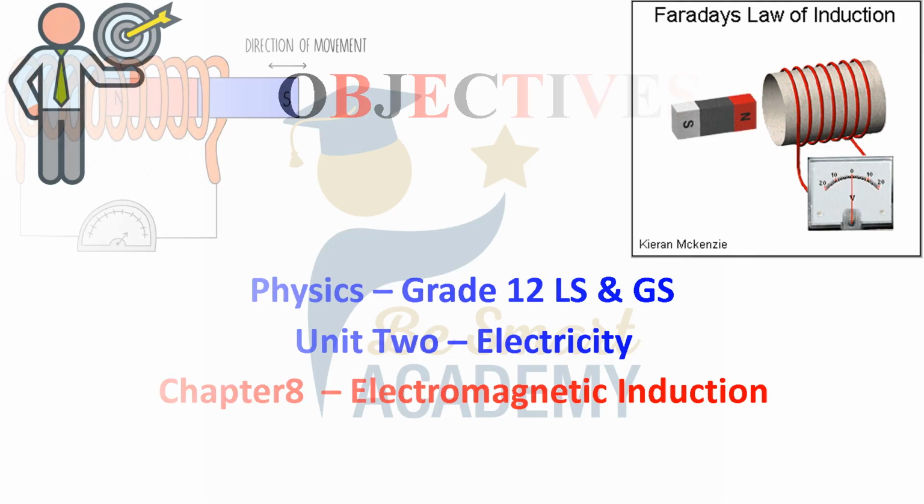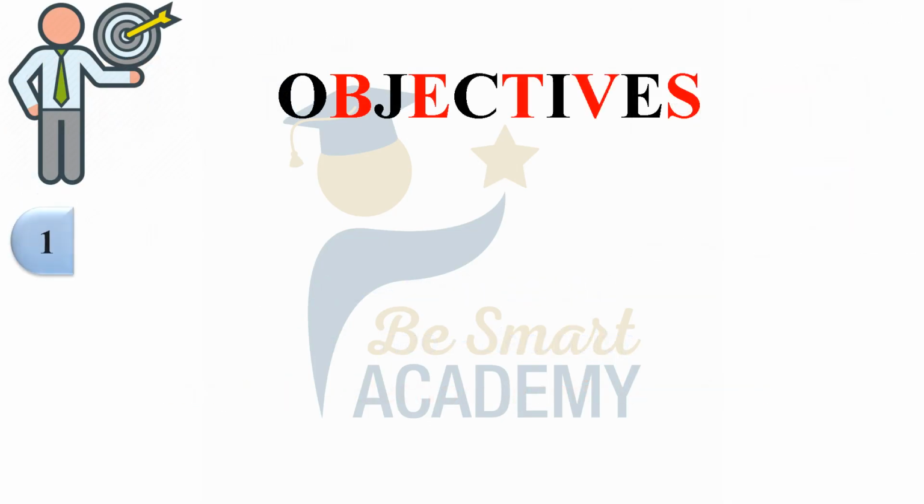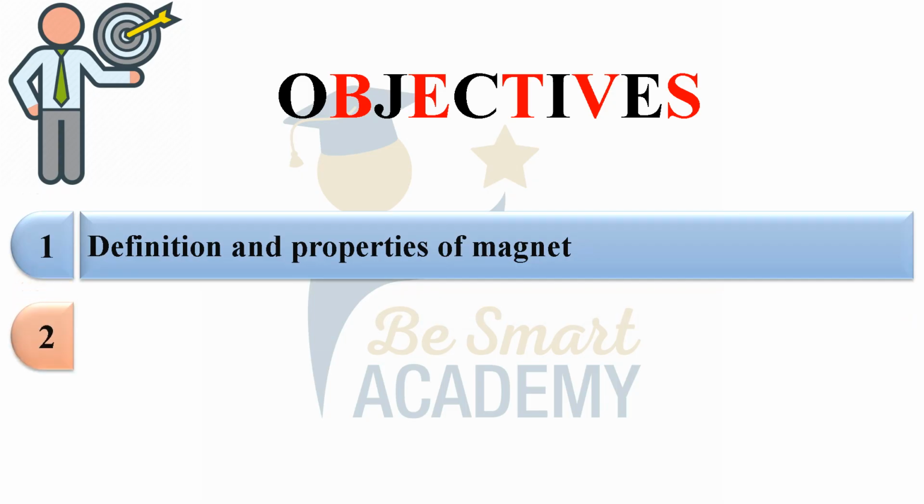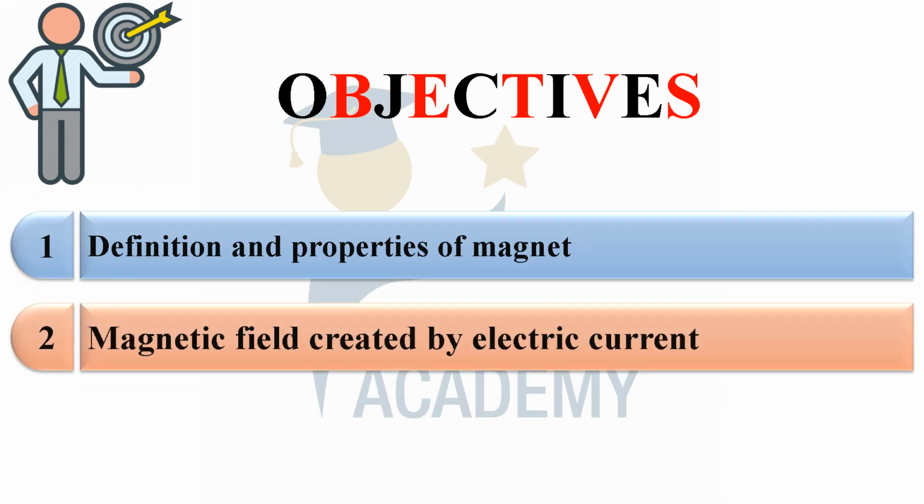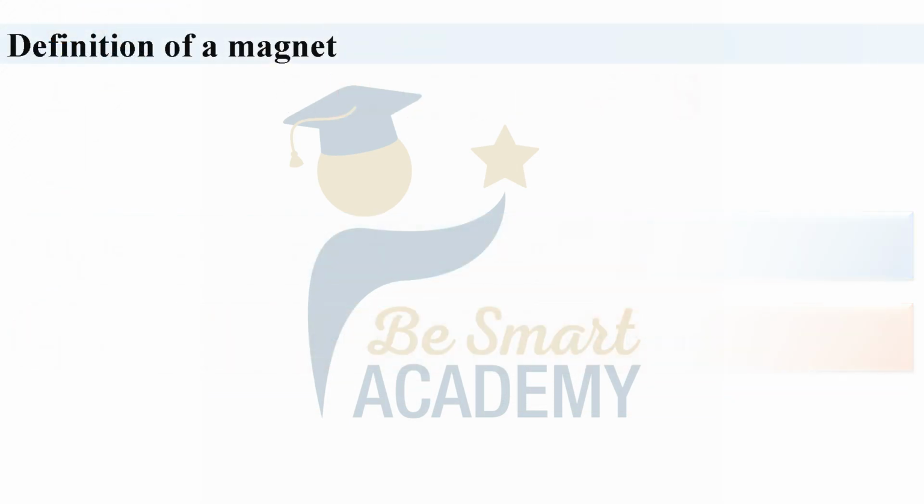In this video, we will study the following objectives. First, to define and to study the properties of a magnet. Second, to determine the magnetic field created by an electric current. First, the magnet, as a revision for grade 11 science sections.